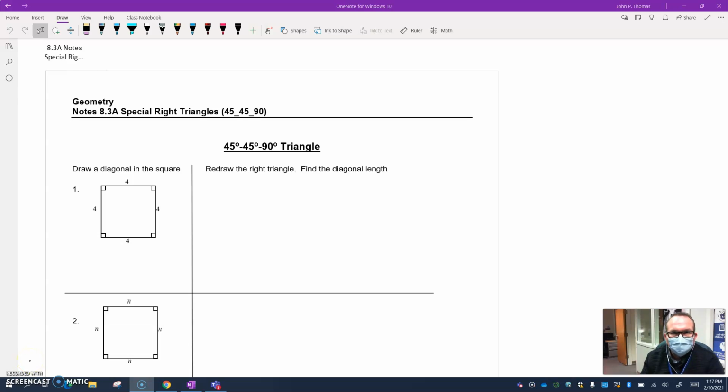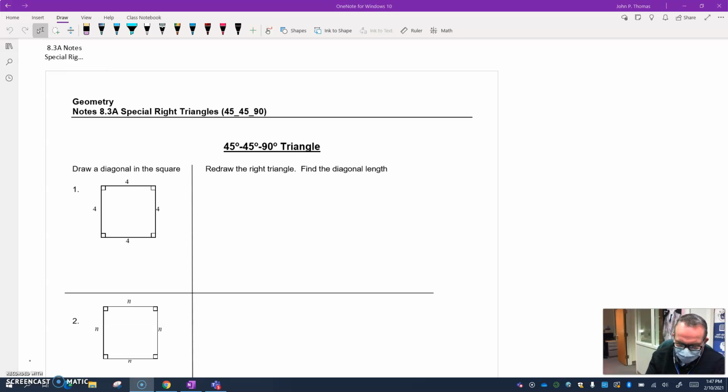Alright, so today we're going to start our work into section 8.3, and we're going to start with some special right triangles. Today's focus is going to be a special right triangle family called 45, 45, 90. That name references the angle size in the triangle. Alright, so we're going to start by taking a look at this square.